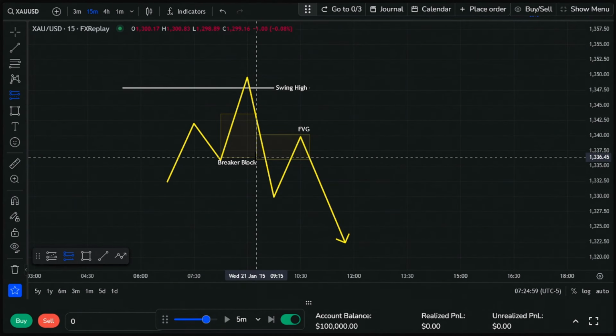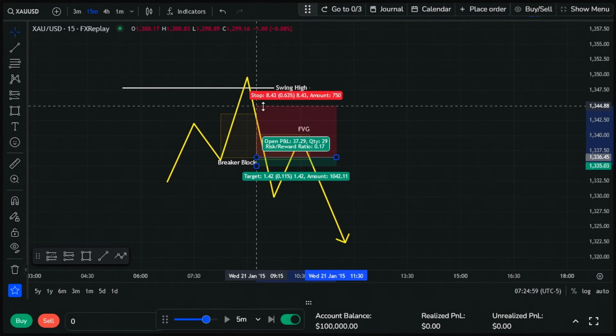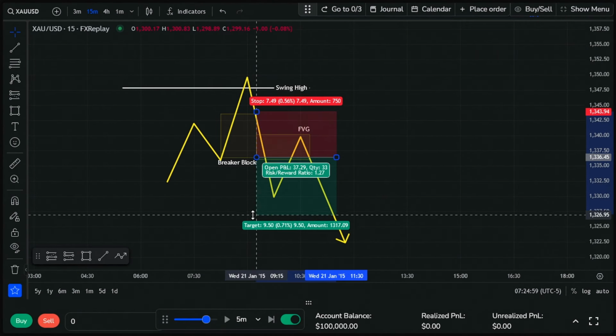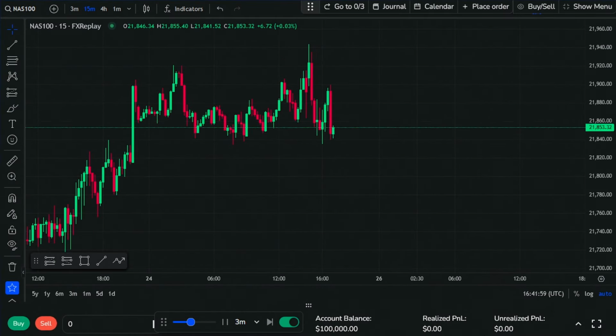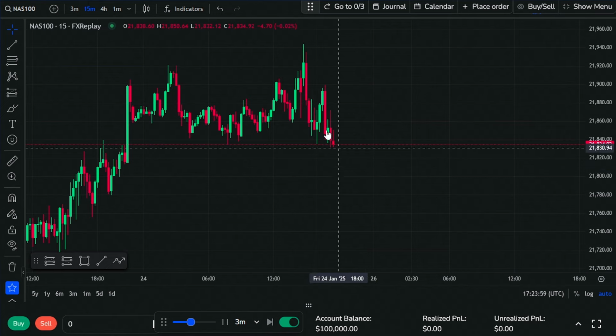Once all these pieces align, it's time to act. For a bullish setup, enter your trade at the breaker high. For a bearish setup, enter at the breaker low. Place your stop loss just below the breaker low if you're going bullish, or above the breaker high if you're going bearish. Then aim for a 2-hour target. It's a clean, rules-based process that takes the guesswork out of trading.